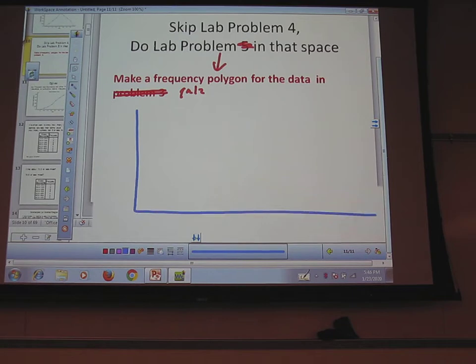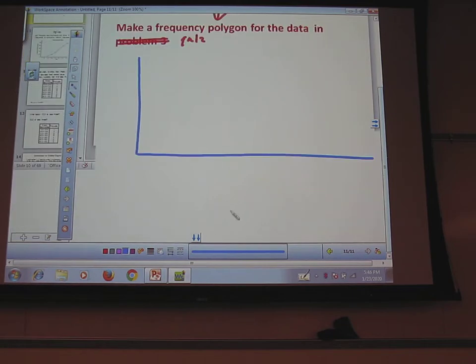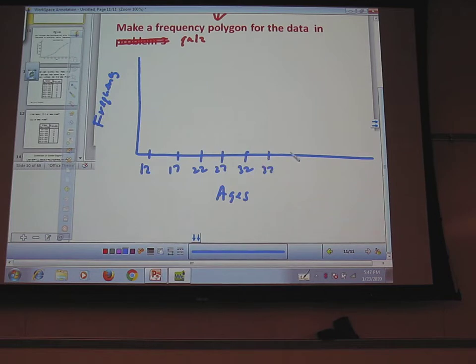Okay, so you guys said that these are what, ages? Ages. Yeah. So don't forget to label it ages. These are frequencies, or relative frequencies. I'm going to do frequencies because I'm lazy. They're easy to write down numbers. All right, so you guys said the first imaginary class was 12? 12, 17, 22, 27, 32, 37, 42, 47, and 52.